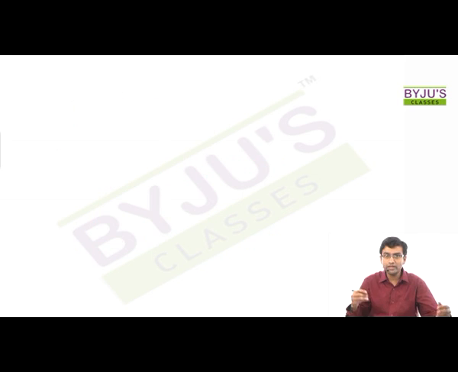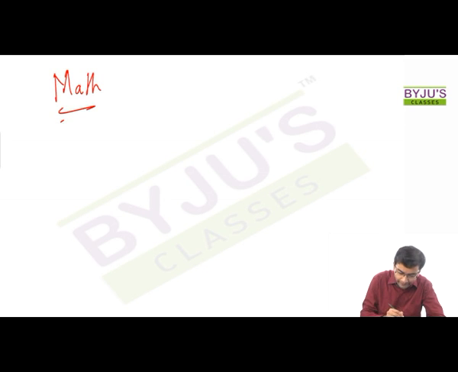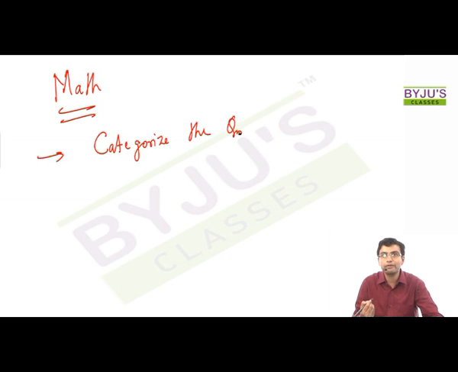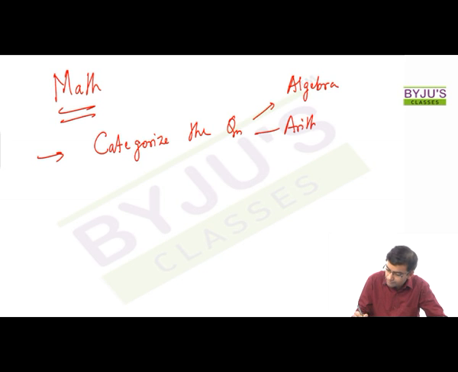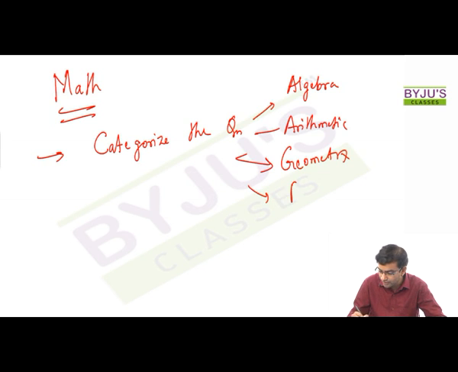The way I've modeled this entire session is very similar to the way you solve a mathematics question. If I look at a math question, first you categorize the question. What do you mean by categorize the question? You will first identify whether it's an algebra question or an arithmetic question, or it is, let's say, a geometry question, or it could be permutation and combination. Some category.